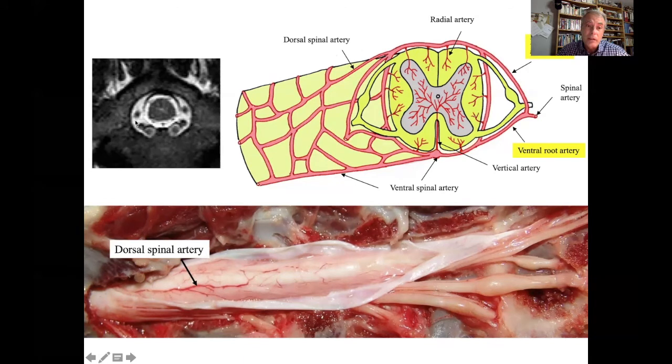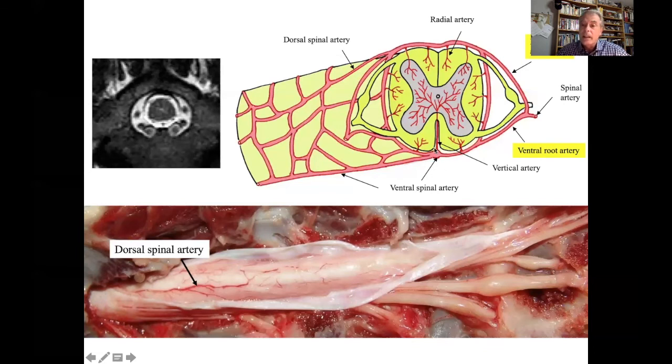On a transverse section on an MRI, you see the spinal cord, supraarachnoid space, right? Epidural space right here with the roots of the spinal nerves, the plexus venosus vertebralis internus ventralis, the dorsal longitudinal ligament, and here you have the ventral spinal artery inside the supraarachnoid space.